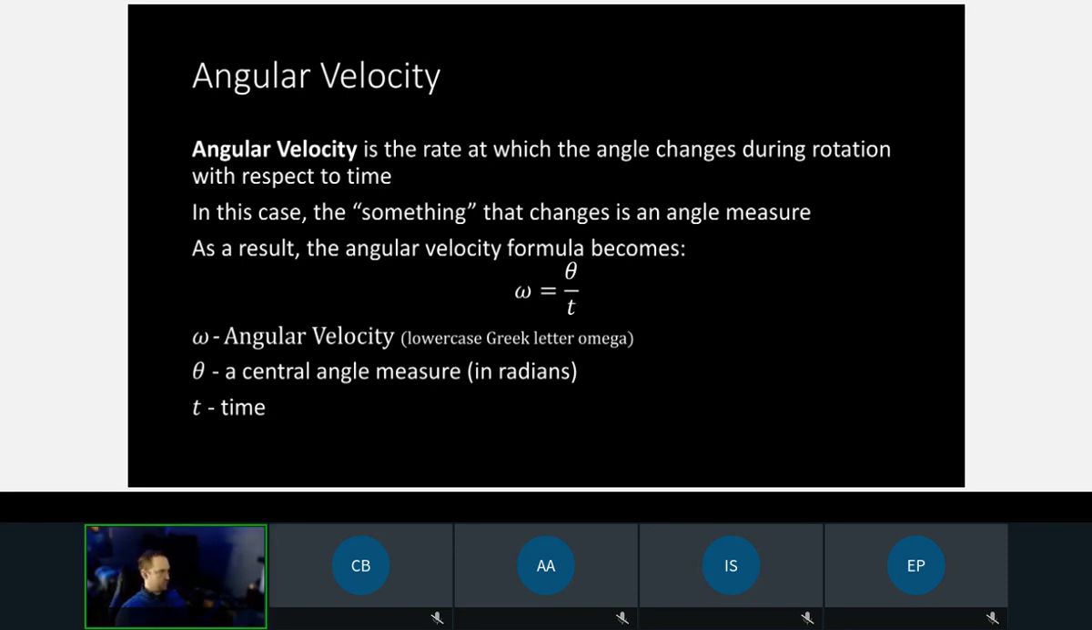The omega symbol here is the lowercase Greek letter omega. This means angular velocity. Whenever you see this, you should think, hey, that's the change of angle over time. Your theta is the angle. Again, it must be in radians. Super important. Don't make the mistake we made yesterday. So radians, and then t is some time, whether it's hours, minutes, seconds, days, weeks, whatever.